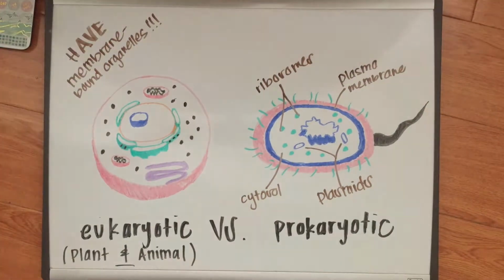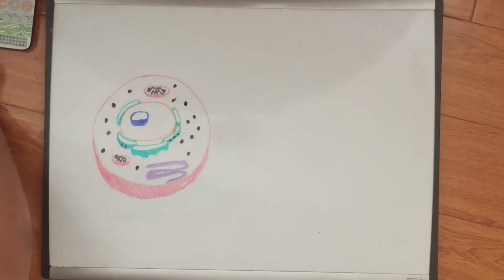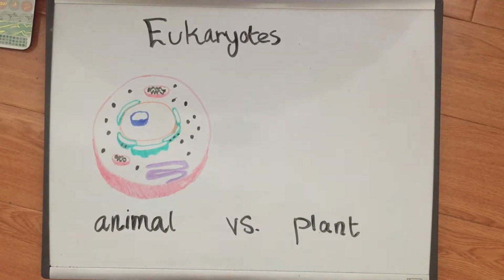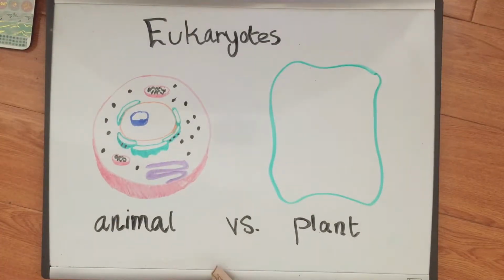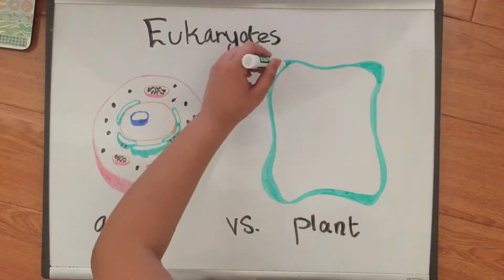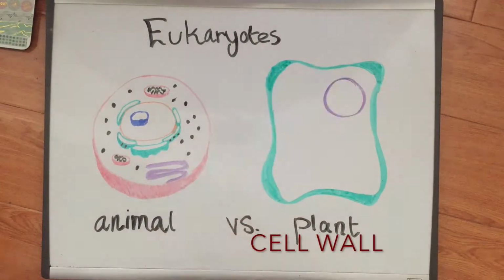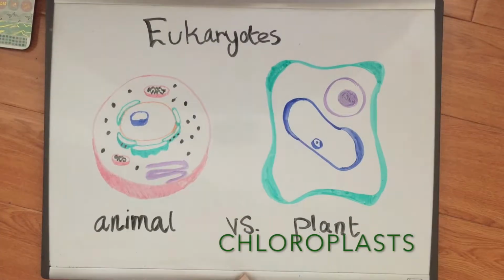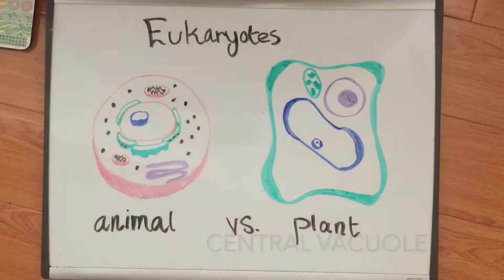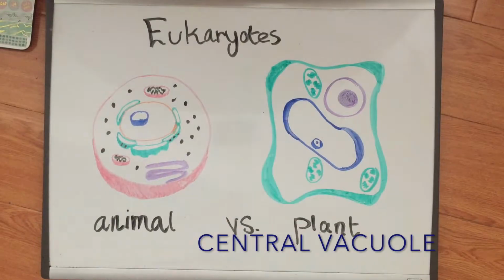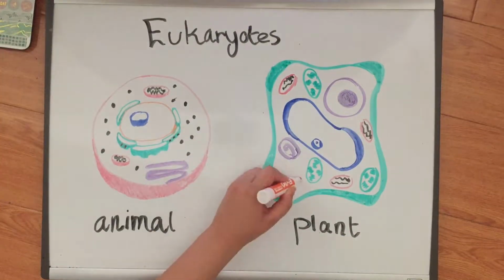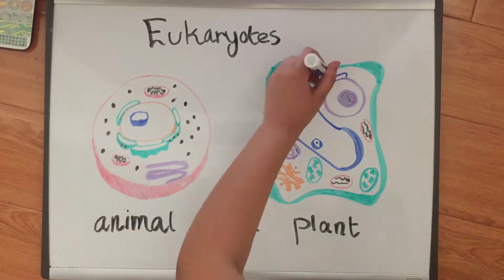Hey guys, it's Kia again. Now let's discuss the two types of eukaryotic cells, which are animal cells and plant cells. Animal cells differ from plant cells in that plant cells have a cell wall made of cellulose, a protein, chloroplasts, which is where photosynthesis occurs, and a central vacuole, which stores water and other essential nutrients. Details of photosynthesis will be discussed in our next video.